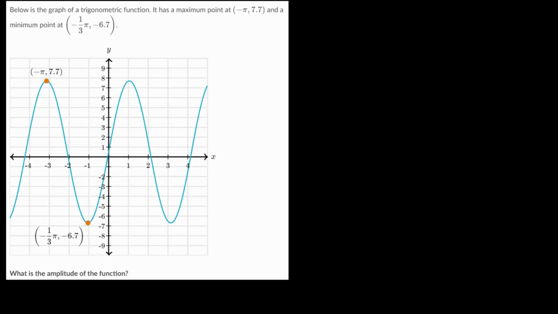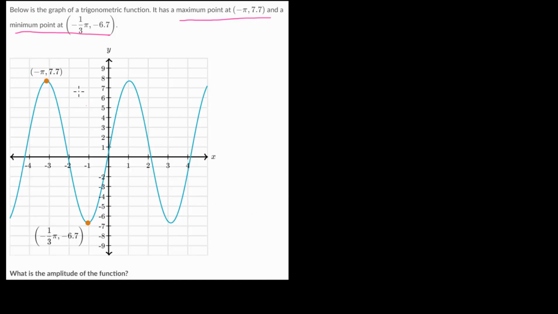In this video, I'd like to continue talking about finding the amplitude of sinusoidal functions when we're given a picture of the graph. And for this example problem, we are told that the trigonometric function has a maximum point at this coordinate here and a minimum point at this coordinate. And there are two general approaches we can take for this.